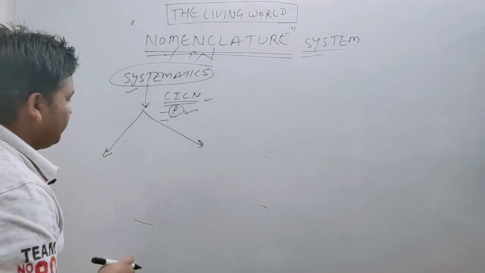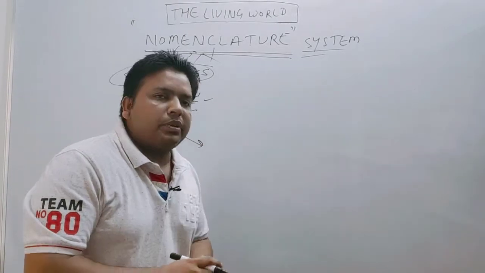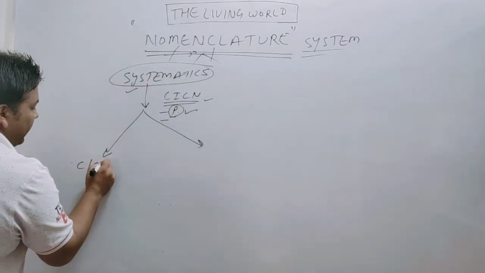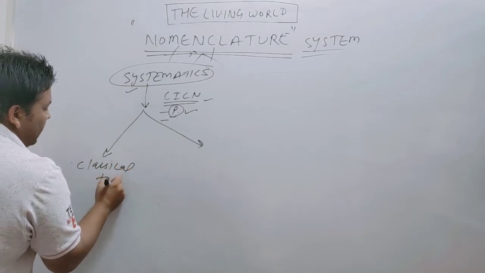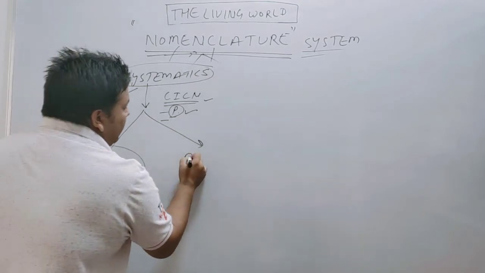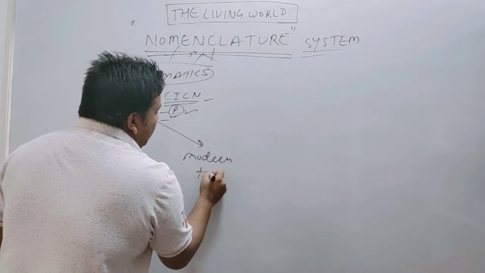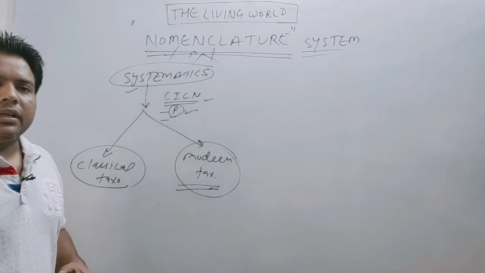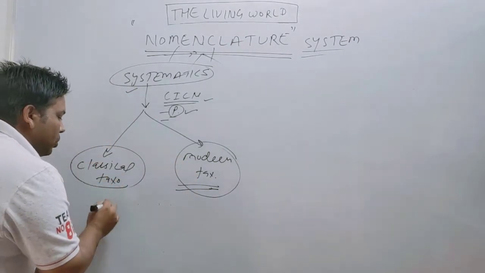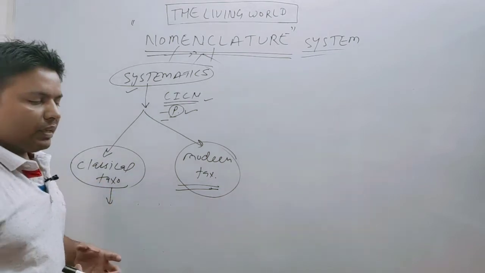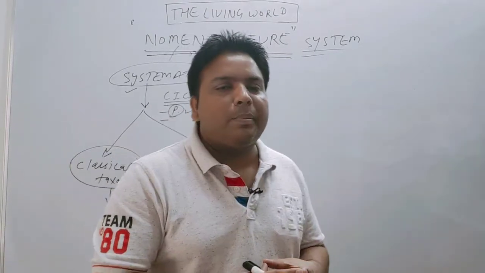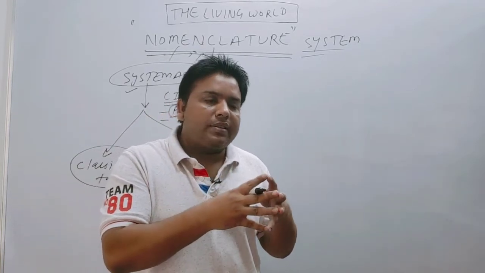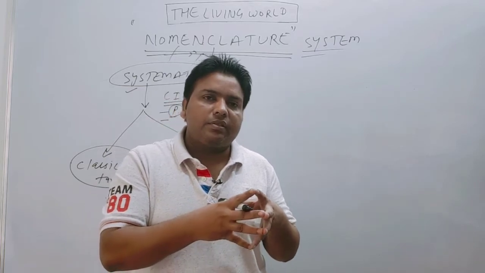Now if we divide this concept according to the eras, meaning purana or naya, for example, if we discuss the classical taxonomy or classical systematics, and if we consider the modern taxonomy, modern systematics, so we will compare this. In the classical taxonomical system, we used to have comparisons between the organisms on the basis of the morphological features only. Morphological features are always compared, only the morphological features.